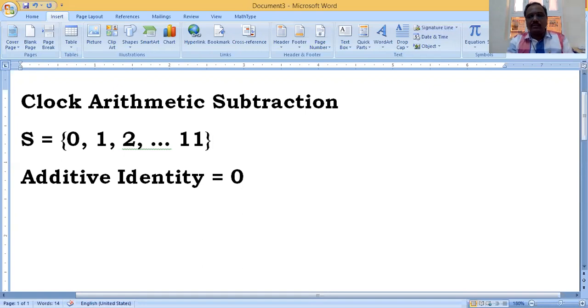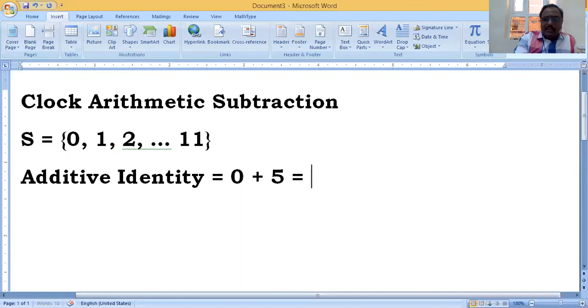For example, I am going to take 0. You know that very well, 0 is the additive identity. When I add any number to 0, I will get the same number. So 0 plus 11 is 11, and 0 plus 5 is 5. So 0 is the additive identity.